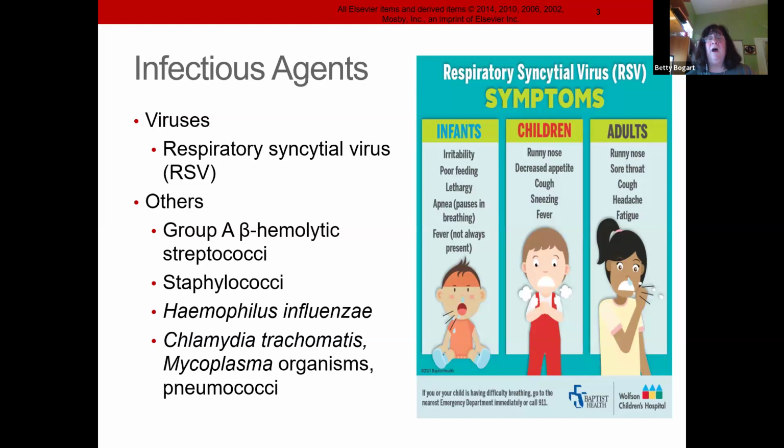This could be a big problem if you were premature or if you have any underlying condition, cystic fibrosis, or a cardiac condition, right? These things, and then an extra work to breathe could be too much for them.